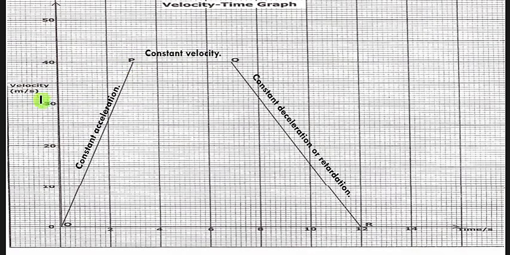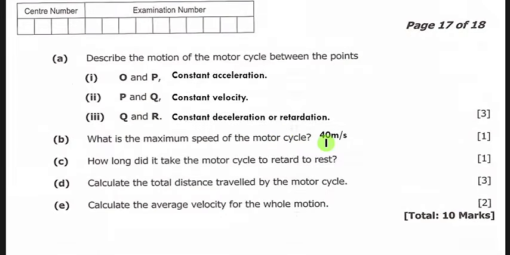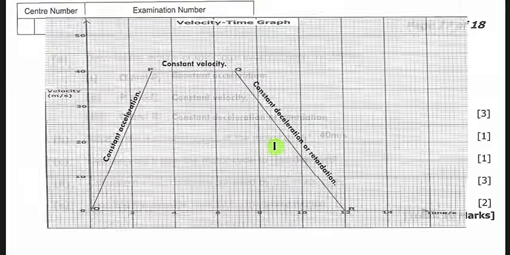This is where you read velocity in meters per second, which is speed here. It reached this point, then it started going horizontal like that, meaning this is the maximum speed, which is 40. That's why I said 40. Then how long did it take the motorcycle to retard to rest? So we'll come to it.